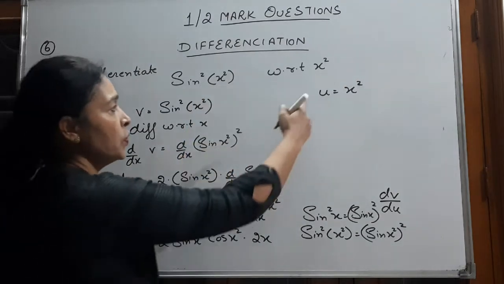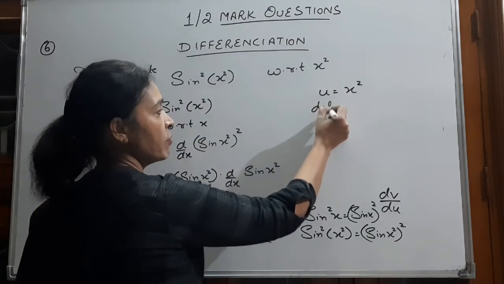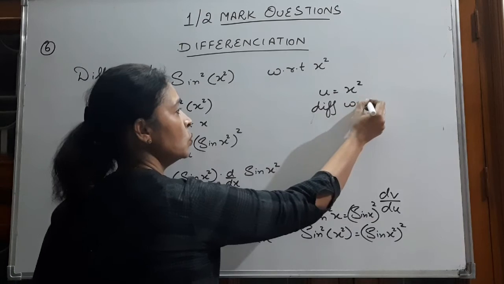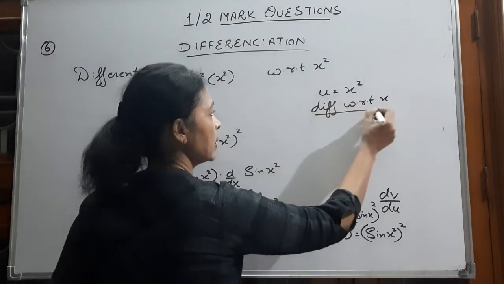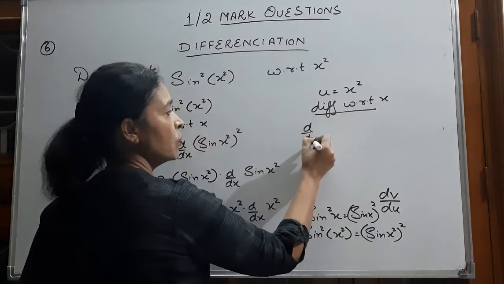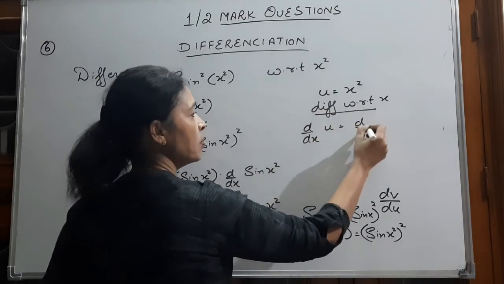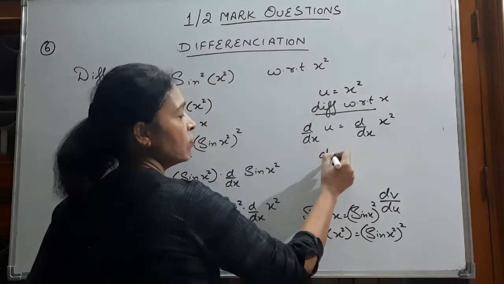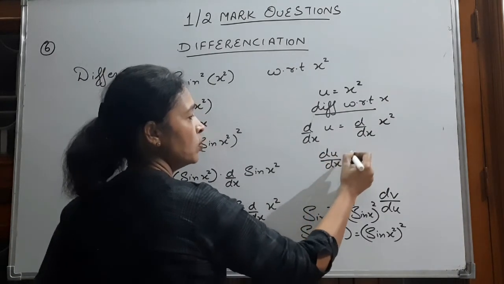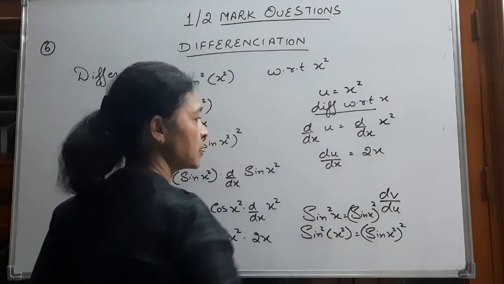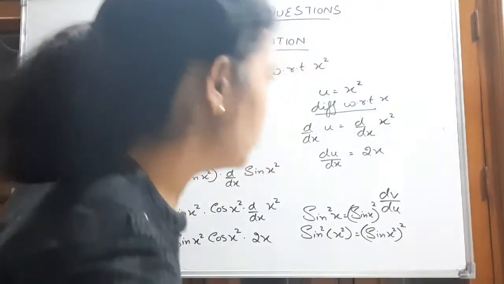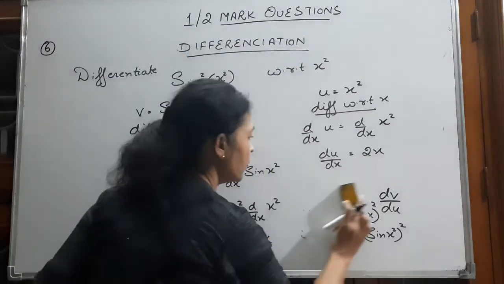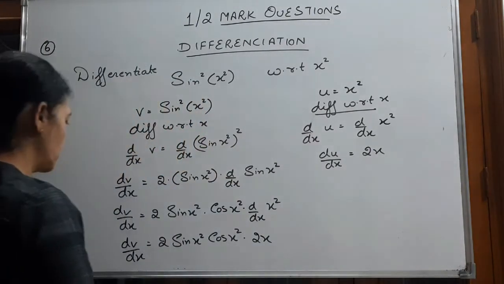Now in case of u equals x square, differentiate with respect to x. d upon dx of u equals d upon dx of x square. Derivative of u is 1 and du by dx equals 2x. Now what we have to find? We have to find the value of dv by du.